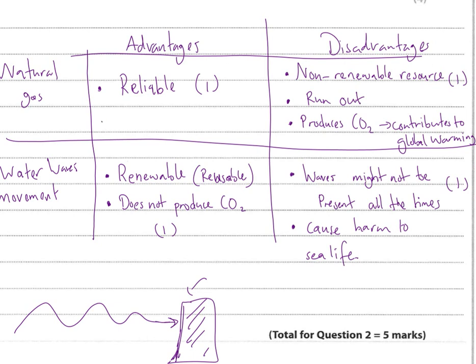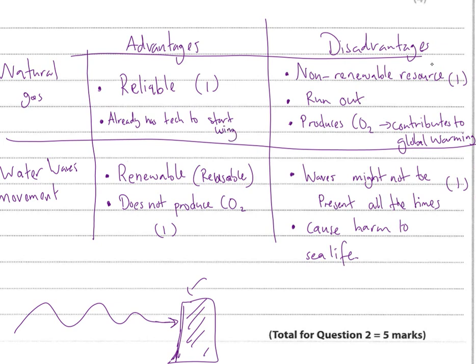Now, what is the advantage for natural gas? Natural gas is readily available. That's what I mean by reliable. It's always available in this particular case. Everywhere it's already done. We already have the technology for it. So I can say it already has tech to start using it. We already have the tech to use it.